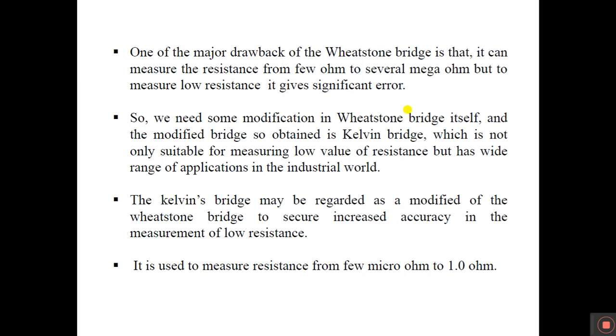Okay, we are measuring the resistance, but the major drawback of the Wheatstone bridge is it can measure the range from few ohm to several mega ohm. Note down, few ohm to several mega ohm, but it cannot measure very low resistance values. That means it gives some error. In that case, we need to modify the Wheatstone bridge and we can get another bridge named the Kelvin bridge.